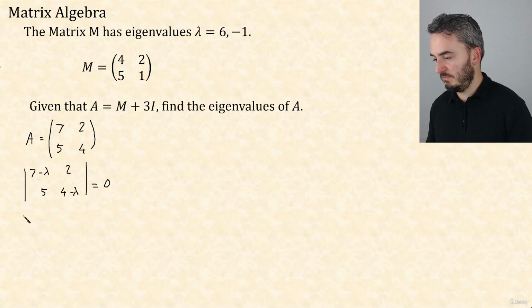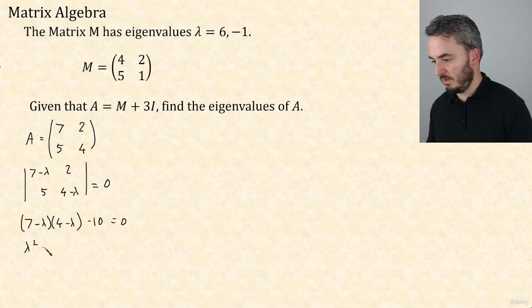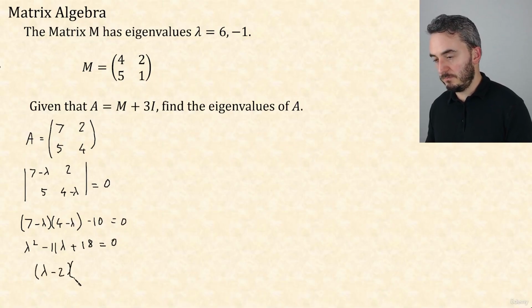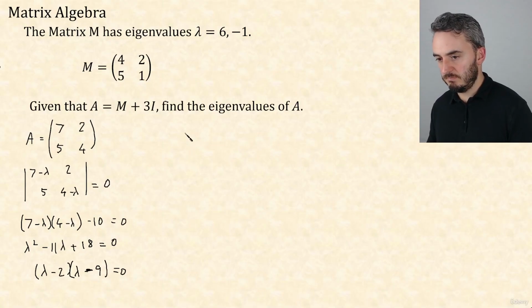So that's giving me 7 minus lambda times 4 minus lambda minus 10. So that's lambda squared minus 11 lambda plus 28 minus 10, that's plus 18. Okay, this factorizes, it's lambda minus 2 and lambda minus 9. Okay, so the answers are lambda equals 9 and 2.